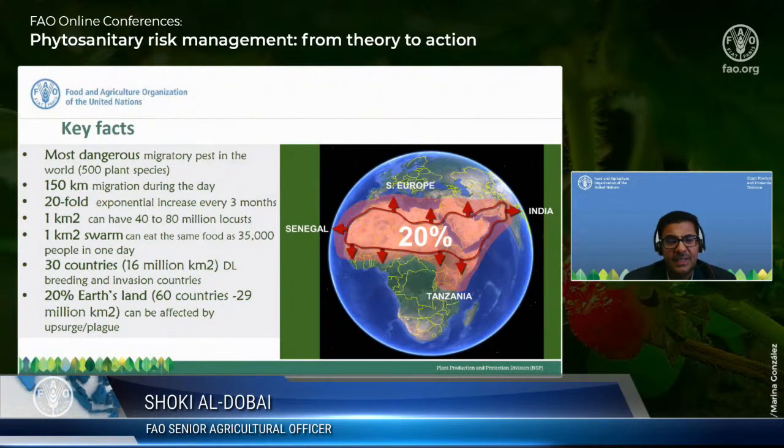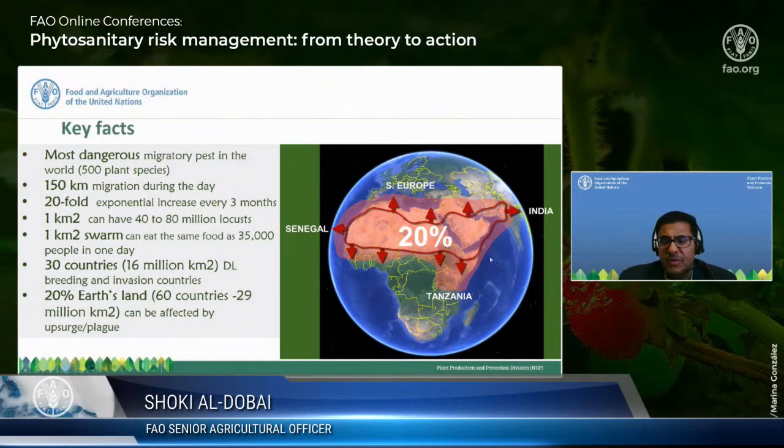So you can imagine how voracious it is and how dangerous it is for food security. And imagine that 1 square kilometer can have 40 to 80 million locusts. And it is very fast. It has a very high migration capability; every day it can fly 150 up to 200 kilometers with the support of wind, of course. And in addition, it has a very high reproduction capability.